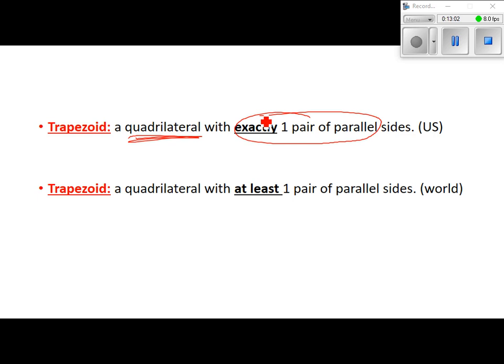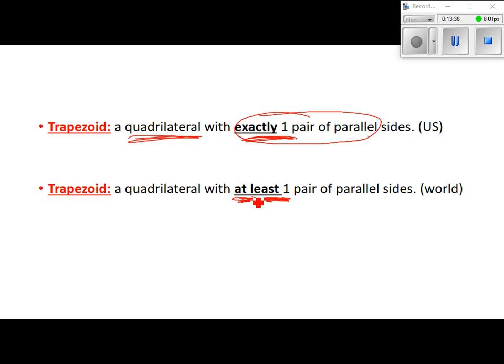Now, in the U.S., that's the way we say it. A lot of other countries around the world now say at least one pair of parallel sides. We're going to look at a thing here in a few minutes where I'm going to talk about this, but instead of exactly one pair, everybody else in the world says at least one pair. So they sort of put trapezoid in with parallelograms and rectangles and rhombus and squares and stuff. And we'll talk about that.